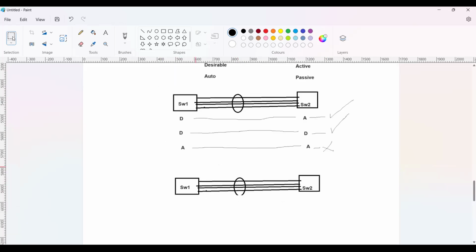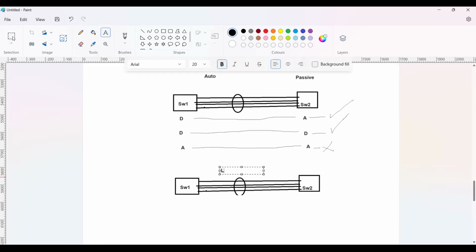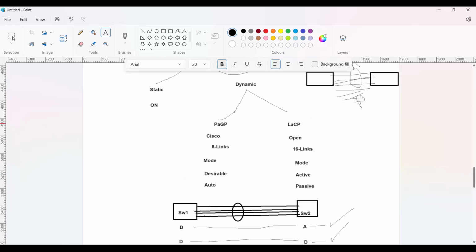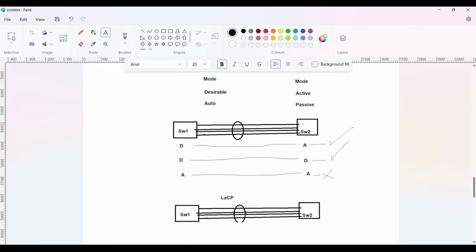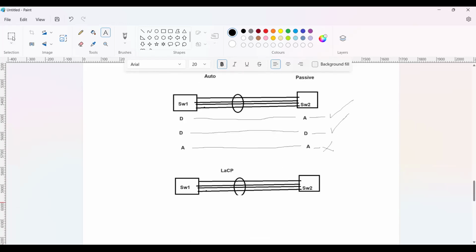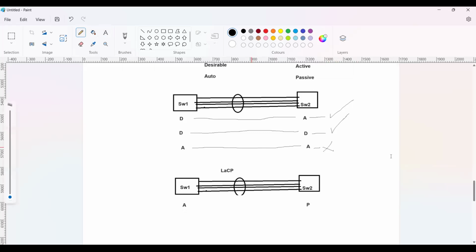LACP, Link Aggregation Control Protocol. Now here we enable the port channel dynamically, that is LACP. So we have two types of mode. If you are using active here and passive here, then the EtherChannel will be formed.